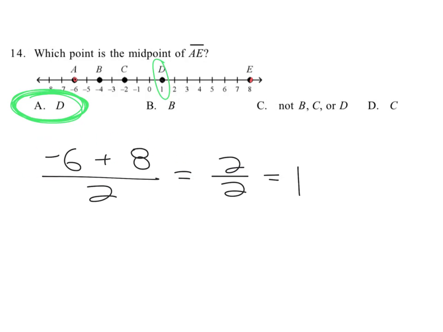You average them. You add the 2 points together, divide by 2, and you will get the number at which the midpoint falls.